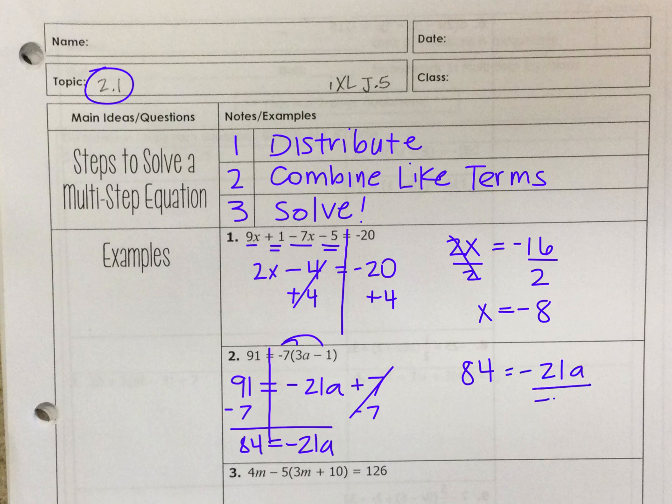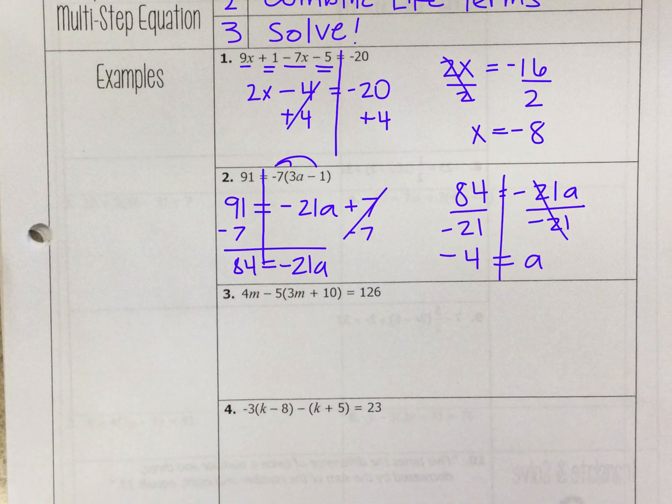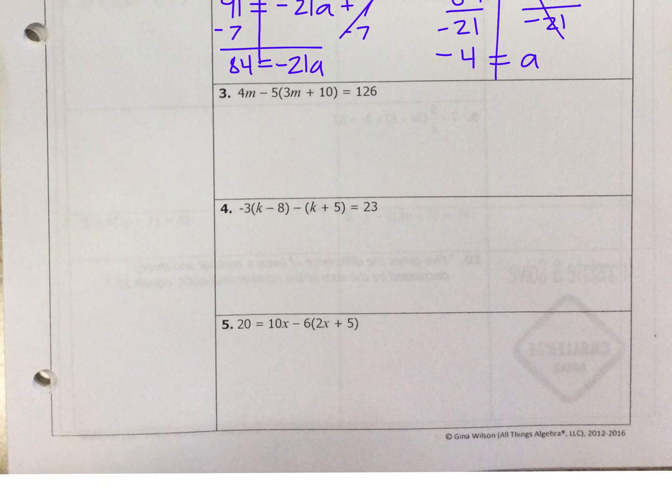Now I'm going to divide by negative 21 to get that moved over. 84 divided by negative 21 is a negative 4 equals a. Let's do the next one. All right, well, our first step is distribute, and there are things to distribute.